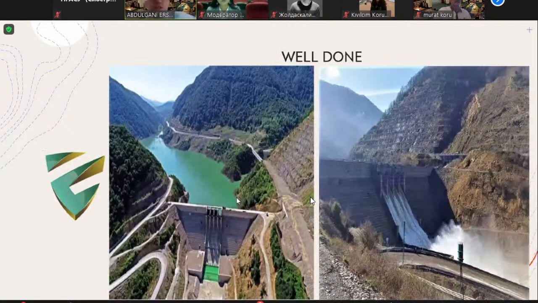So the result is unbelievable. After a long time and patient repetitions of the process, you can see our dam is ready to serve.